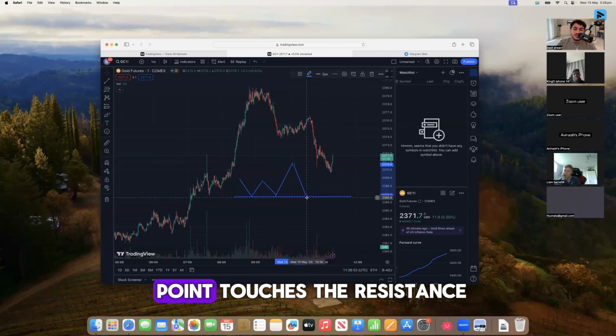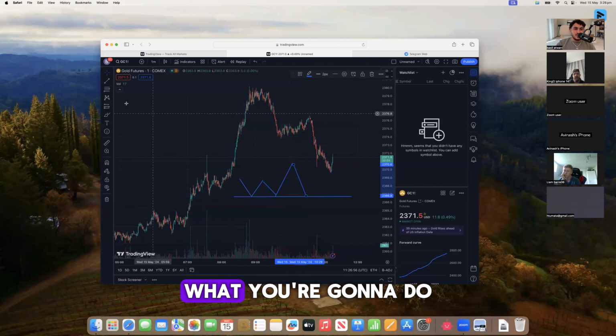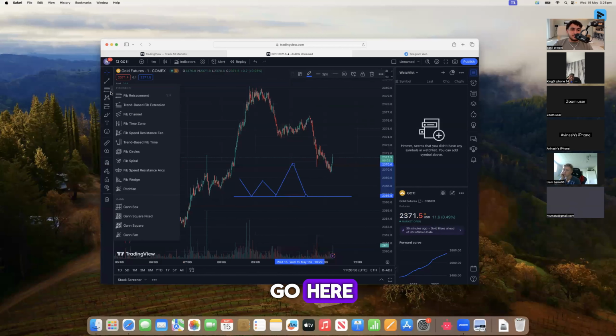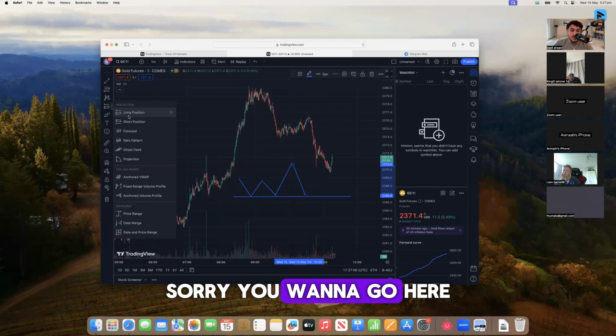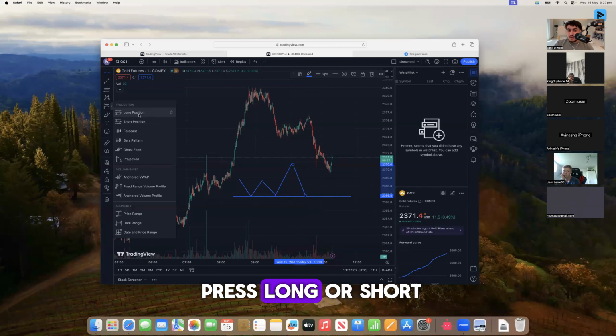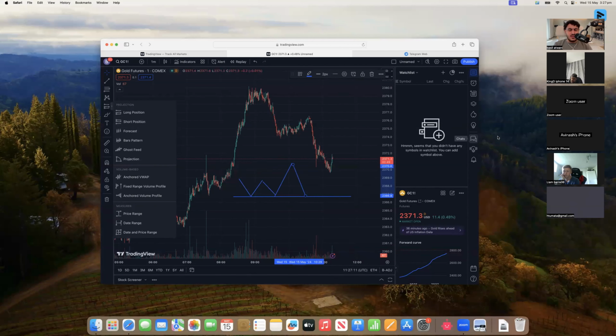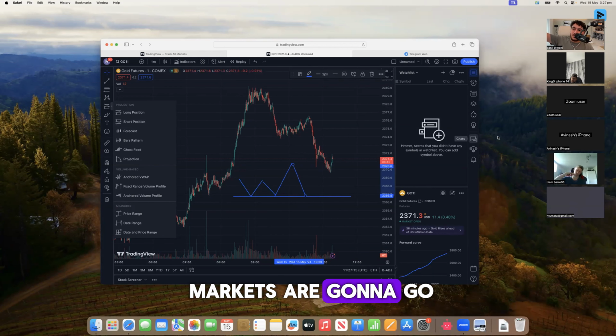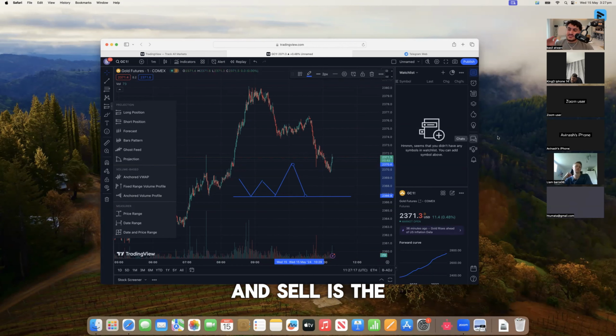So once the third point touches the resistance, what you're gonna do is you're going to go here. Sorry, you're gonna go here, and you're going to press long or short. Now, long and short is the same for buy and sell. Right? Buy and sell is the same as long and short. Long means you're guessing that the markets are going to go up, and sell is the same as short.